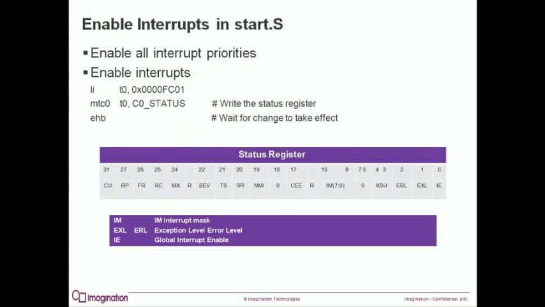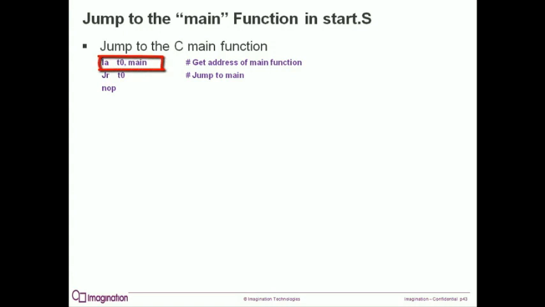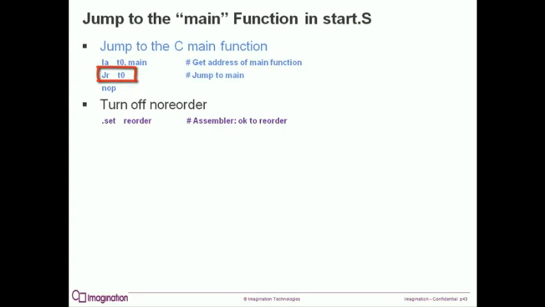We are almost to the point where we can call the C function main. I will enable all interrupts by clearing the ERL and EXL bits and setting the interrupt enable bits in the status register, and set the interrupt mask bits to 1 so all interrupt vectors will generate an interrupt. I will do this by moving the correct values to the status register. Now we can jump to the main function. I'll just use the load address instruction to load the address of main and then jump to main.